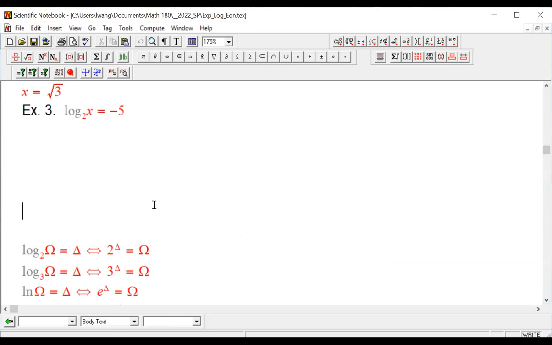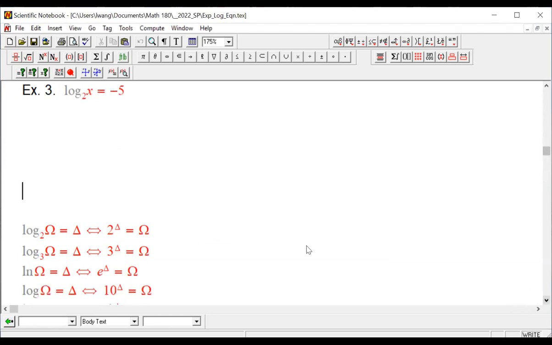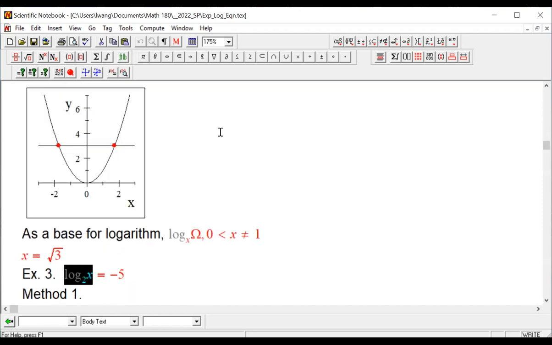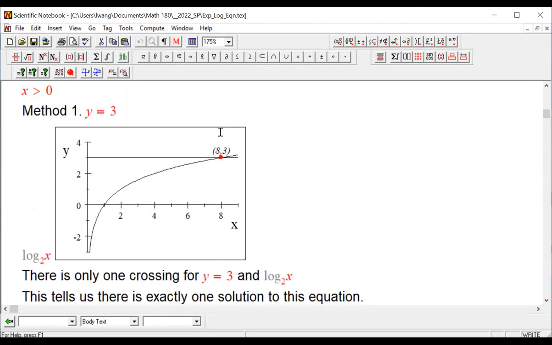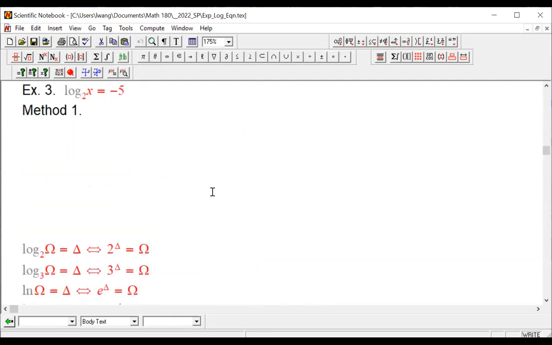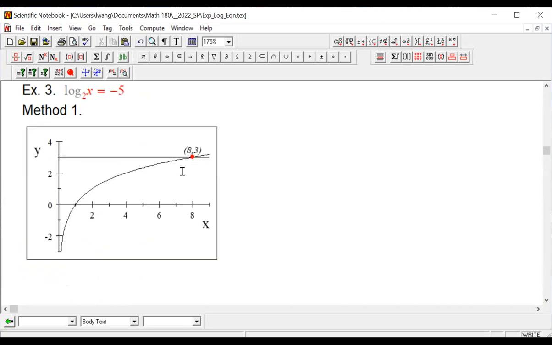We're solving this equation. Of course, you can use a definition, but I still want to show you the function perspective. Method 1, graphing log base 2 of x. We graphed that before, right? Before, it was for a different equation, but this time the output is what? The output is -5.